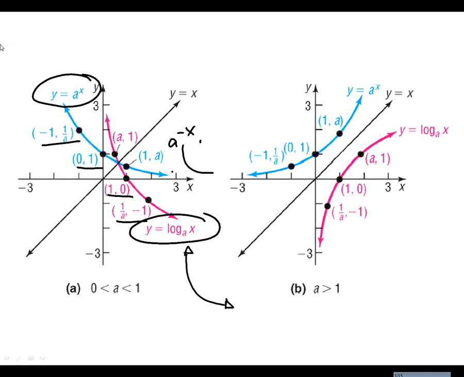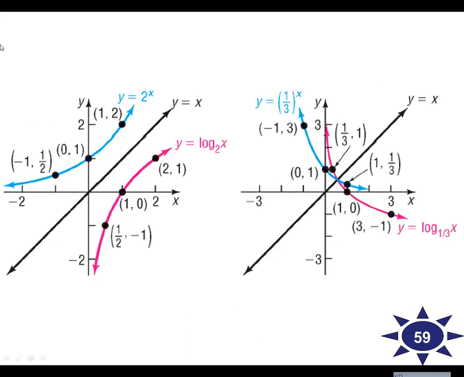And same thing over here. The one where we're taking off flips to the one where we're coming up and then flattening out. All right, so here's an example for 2 to the x. This turns into log base 2 of x. And then 1/3 to the x, which could also be written as 3 to the negative x. And then we would have down here log 1/3 of x, or we could also have log 3 of negative x. Either one will work.